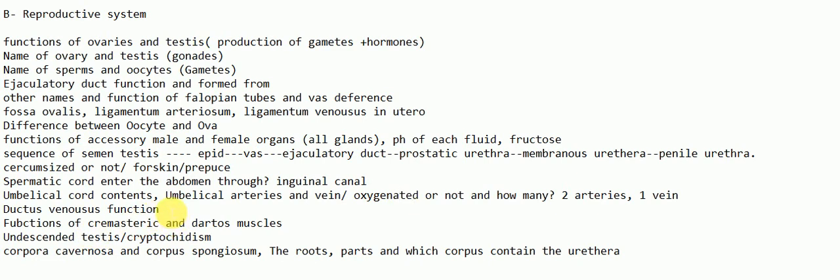Ductus venosus, I mentioned that before. Ductus venosus is what takes the oxygenated blood from the umbilical vein that's coming from the mom through the umbilical cord and delivers it to the inferior vena cava.